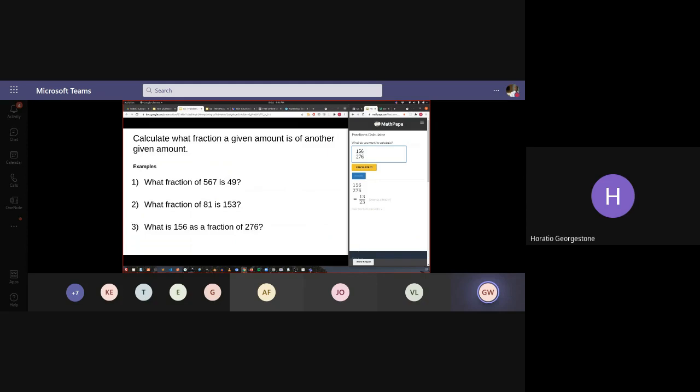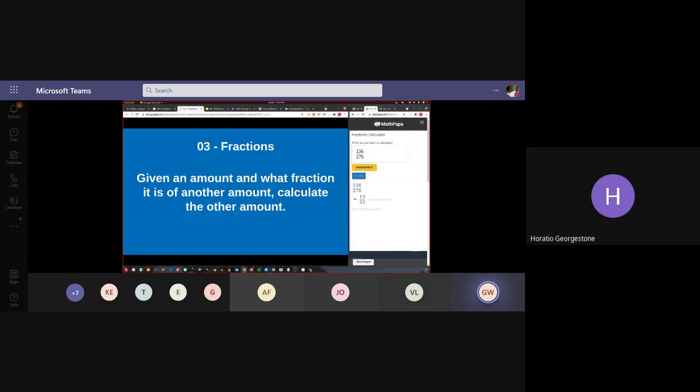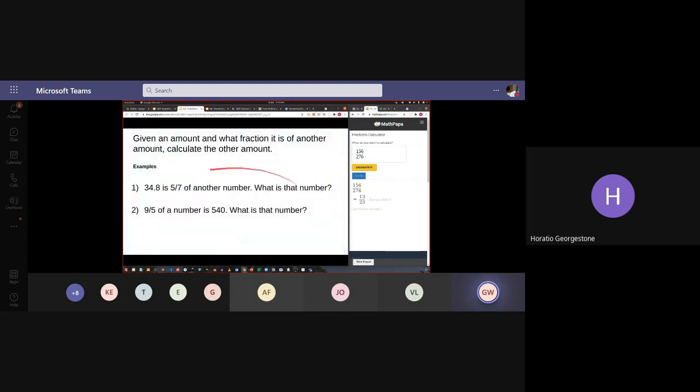And we get 13 over 23. Okay, so given an amount and what fraction it is of another amount, calculate the other amount. So this is kind of similar, but this time we know what the fraction is, and we know what the amount is that fraction of the main amount, but we don't know what the original amount is. It's easy with an example.